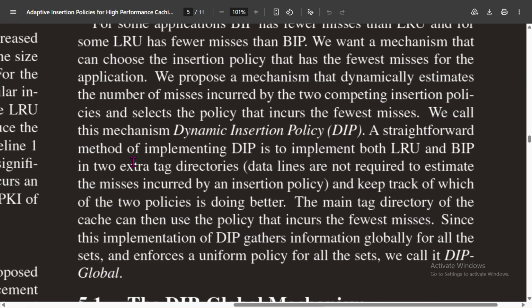We call this mechanism dynamic insertion policy. A straightforward method for implementing DIP is to implement both LRU and BIP in two extra tagged directories. Data lines are not required to estimate the misses incurred by an insertion policy and keep track of which of the two policies is doing better. The main tag directory of the cache can then use the policy that incurs the fewest misses. Since this implementation of DIP gathers information globally for all the sets and enforces a uniform policy for all the sets, we call it DIP global.